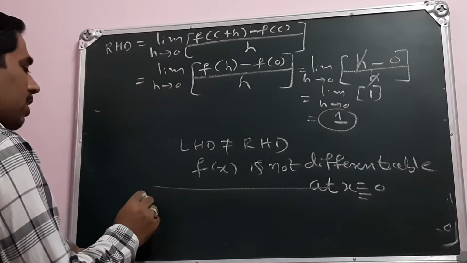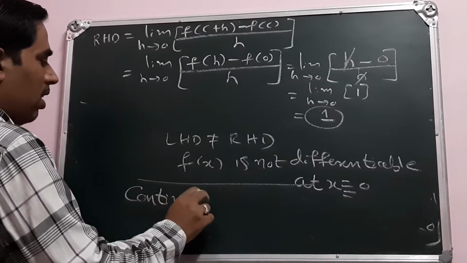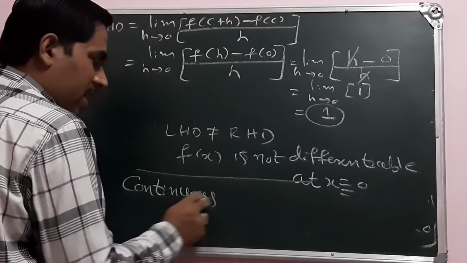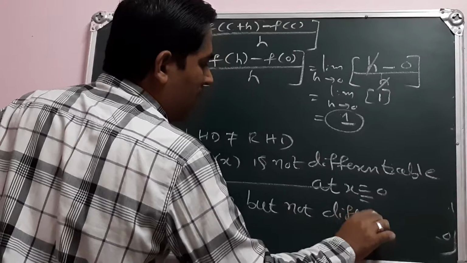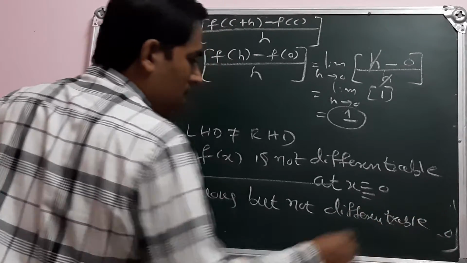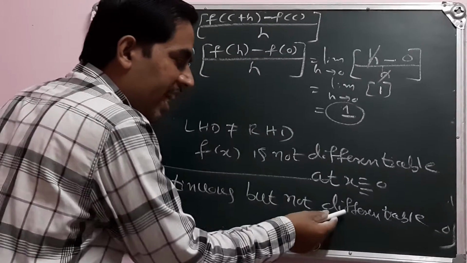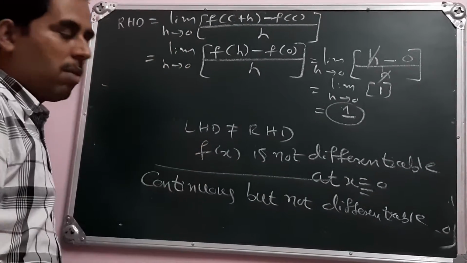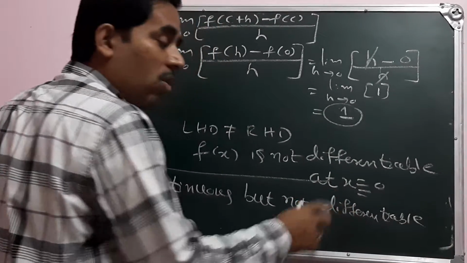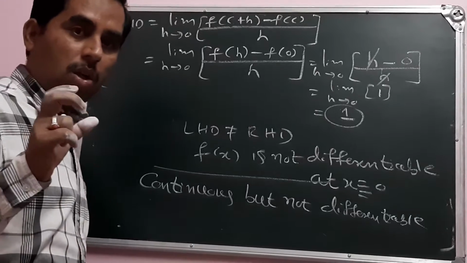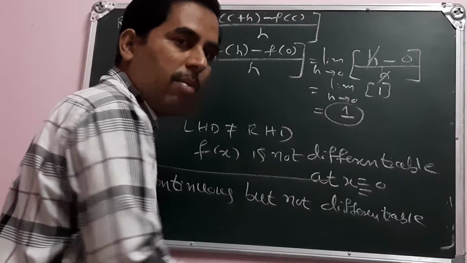See, this function is continuous. We have also tested for continuity. This modulus function was continuous, but it is not differentiable. So continuous does not indicate that it will be differentiable. Clearly, we have seen this example. The modulus function is a continuous function, but it is not differentiable at x is equal to 0. So the point I am trying to tell is, continuous functions need not be differentiable.